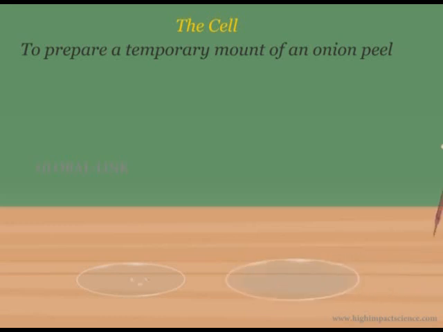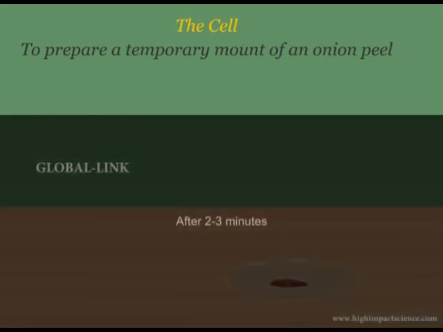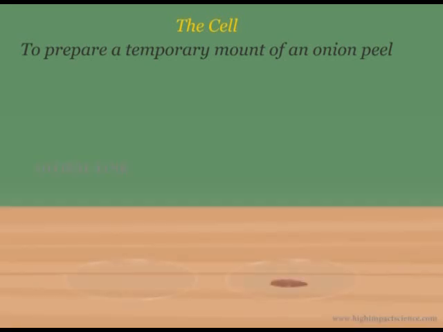Take another watch glass and place 3 to 4 drops of saffron in solution, or you can use iodine solution. With the help of a brush, transfer the peels to the watch glass containing saffron for staining and wait for 2 to 3 minutes. Now transfer the peels into distilled water to remove the extra stain sticking to the peel.